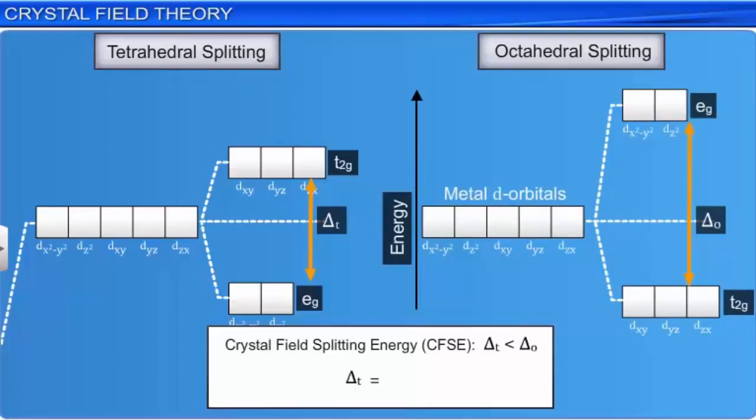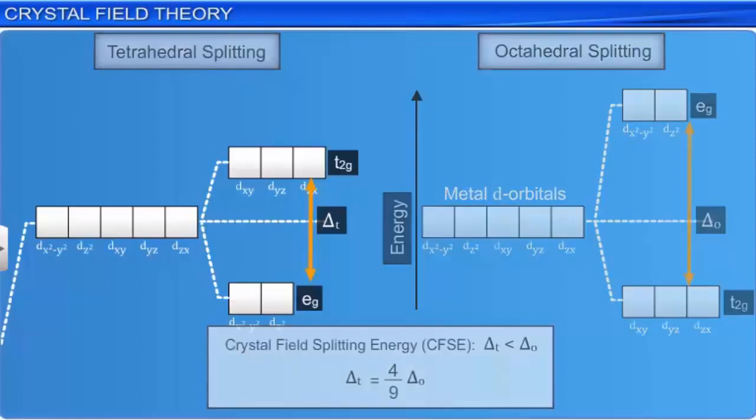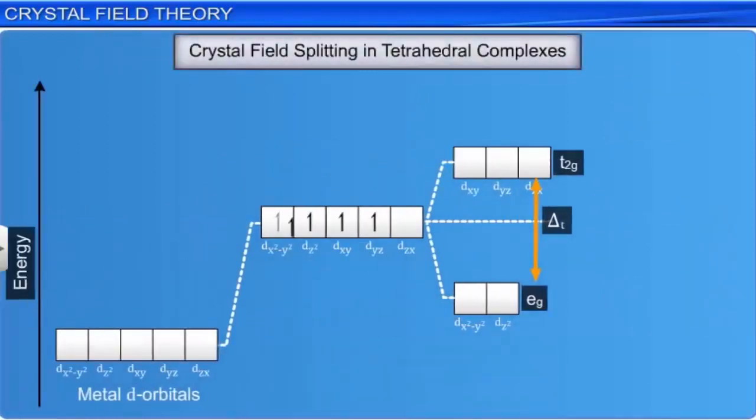This splitting energy is not large enough to force the electrons to get paired up. Thus, low-spin configurations are rarely observed.